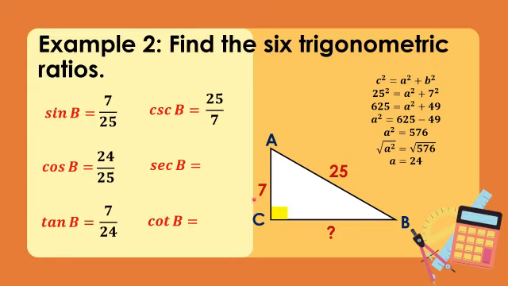Next is to find cosecant B. So, get the reciprocal of sine B. That will become 25 over 7. Next is secant B. Secant B is equal to 25 over 24, since secant theta is equal to hypotenuse over the adjacent side. And to find cotangent B, that is adjacent side over the opposite side. Therefore, cotangent B is equal to 24 over 7.